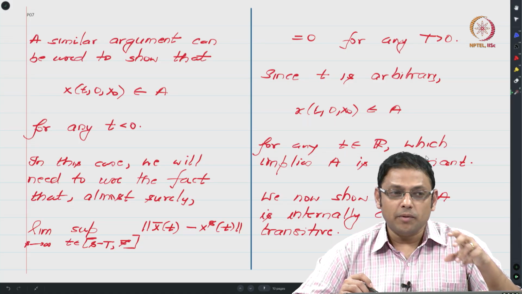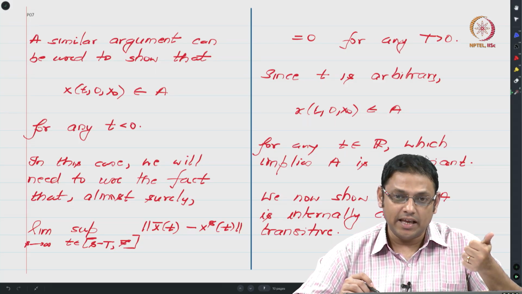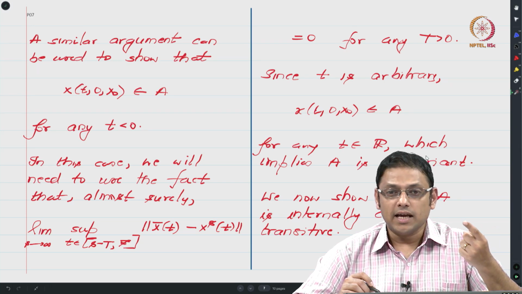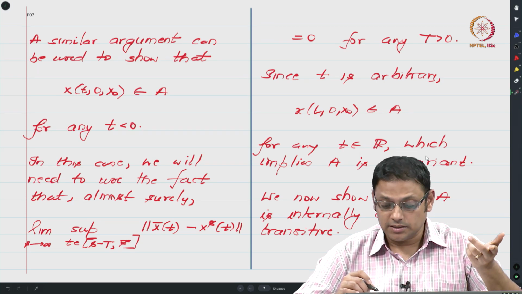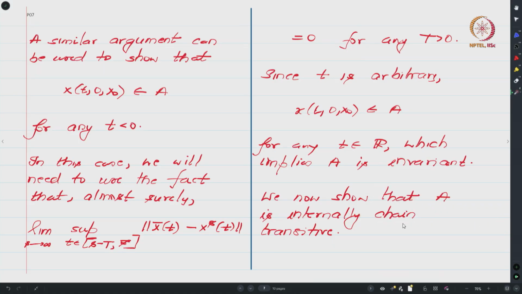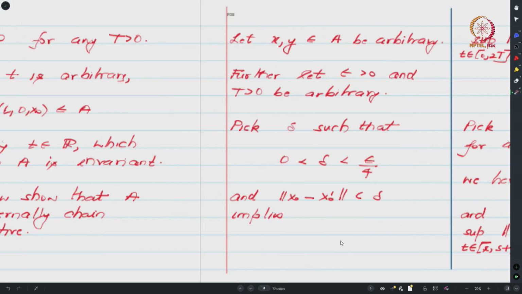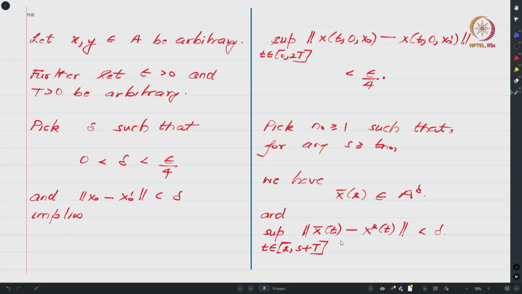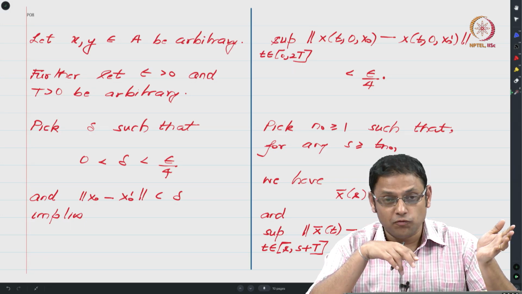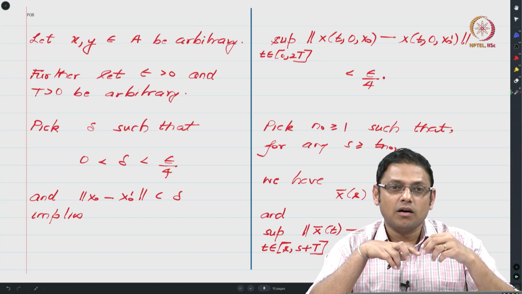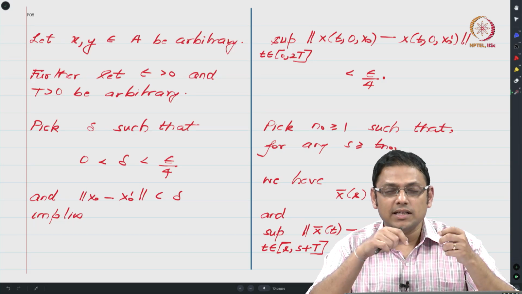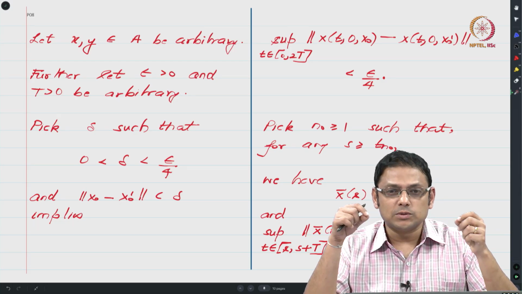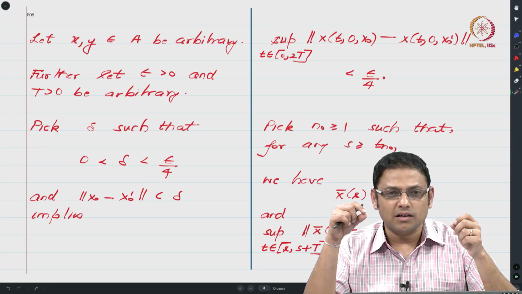So, recall that it was remaining to show two things. One is that your set A is invariant, and the second thing that was needed was that the set A is internally chain transitive, right. So, we will now focus on showing that your set A is internally chain transitive. The formal definition of internally chain transitive was given 2 lectures before. At a very high level, a set being internally chain transitive means that it is path connected in a very loose way.